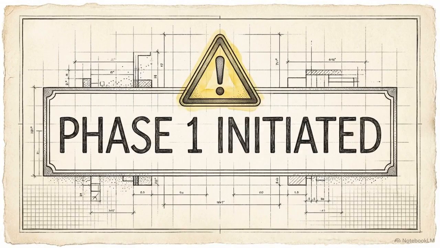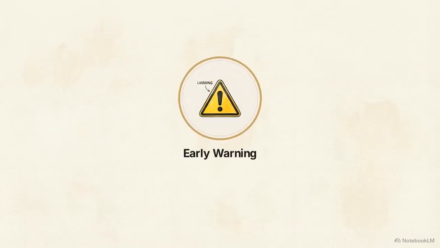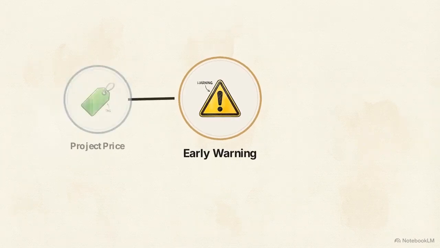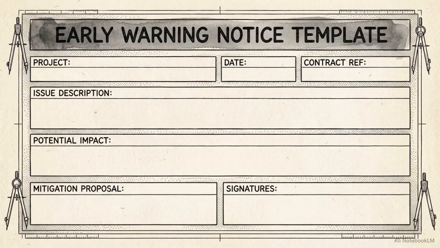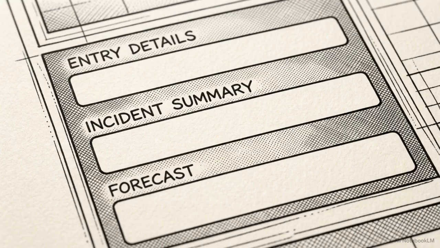Step 1 is the early warning notice. This is your primary mechanism for flagging any risk that could impact the project price or the completion date. Copy this format for your EWN template and early warning register fields. You need spaces for the date, the specific risk description, and the potential impact on time or cost.